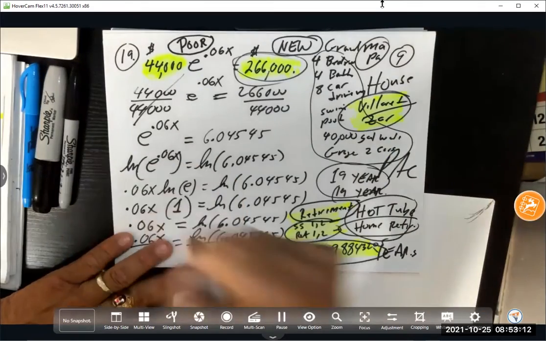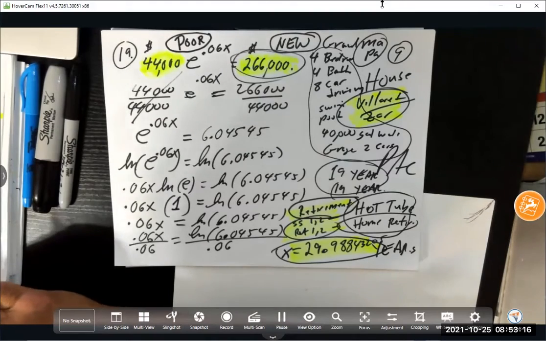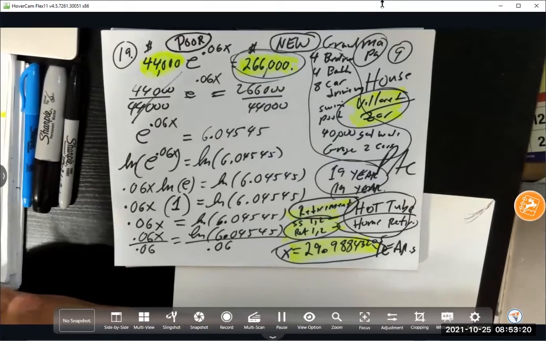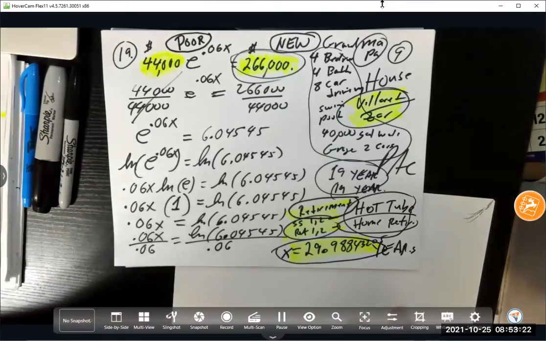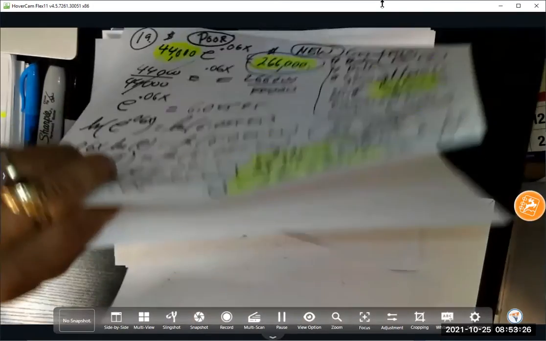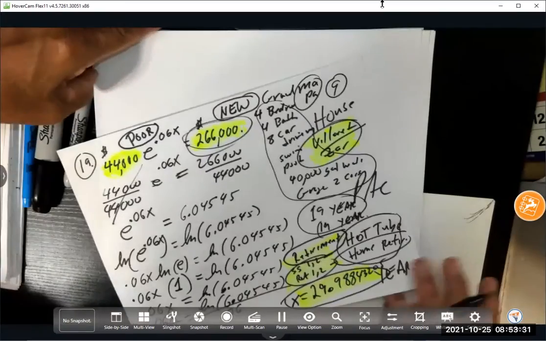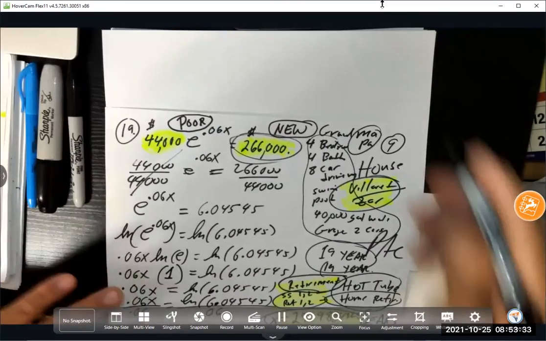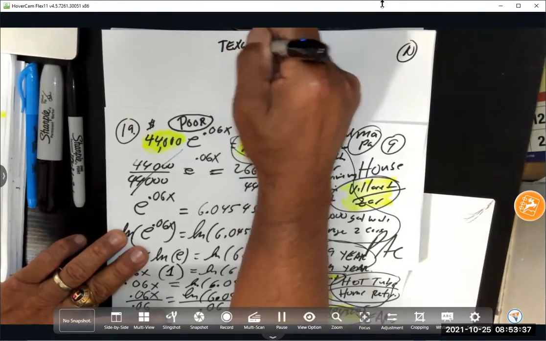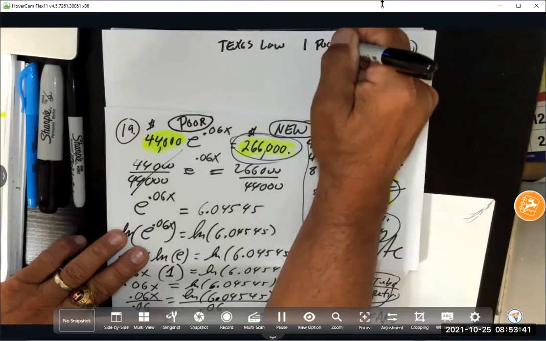Now, here's the thing. The Texas law says if you have one poor grandma, you have to have one rich grandma. Does that make sense? You probably don't know that because you're not a lawyer, right? So you don't know that law. So I'll just tell it to you right now. The Texas law says you can have one poor grandma and grandpa.